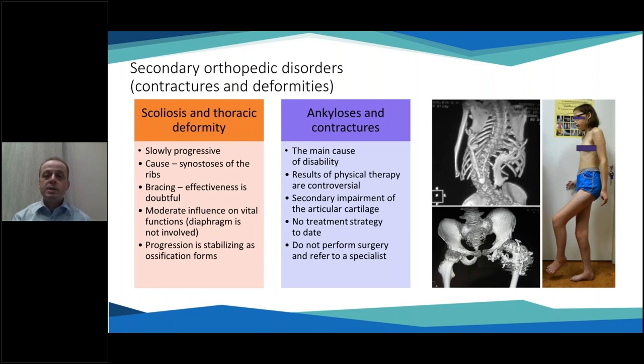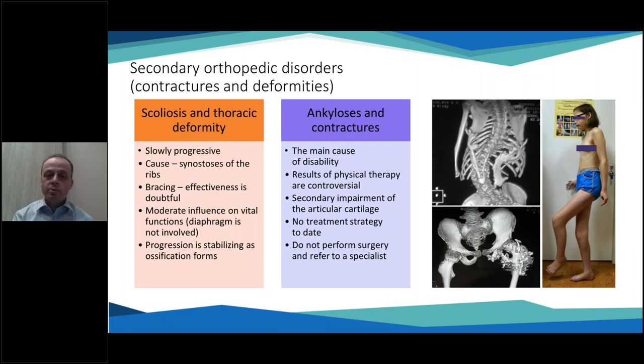Contractures and deformities appear as soon as the ossification, because the favorite locations for the heterotopic ossifications in FOP are close to the major joints like hips, knees, and to the spine and the upper limb girdle. Scoliosis and thoracic deformity in FOP are a permanent finding in children and adolescents.